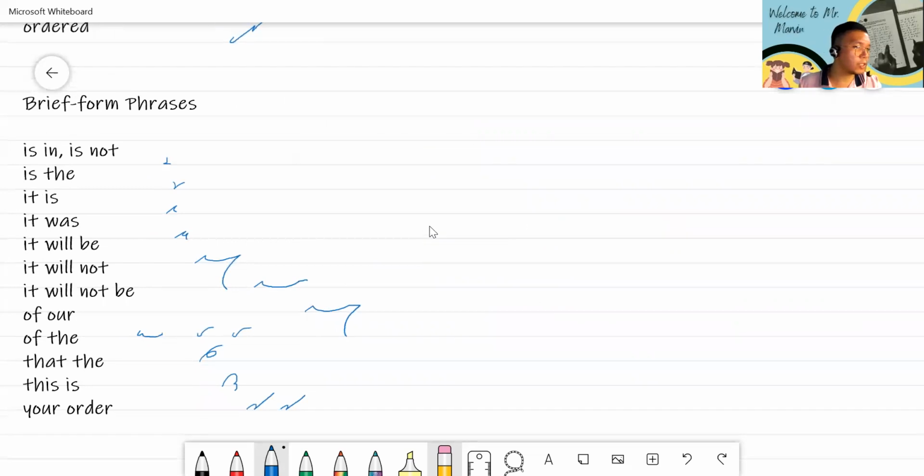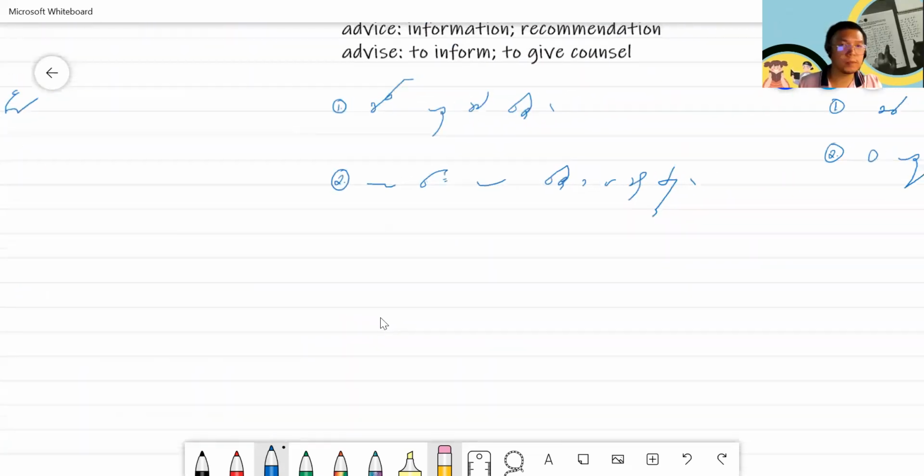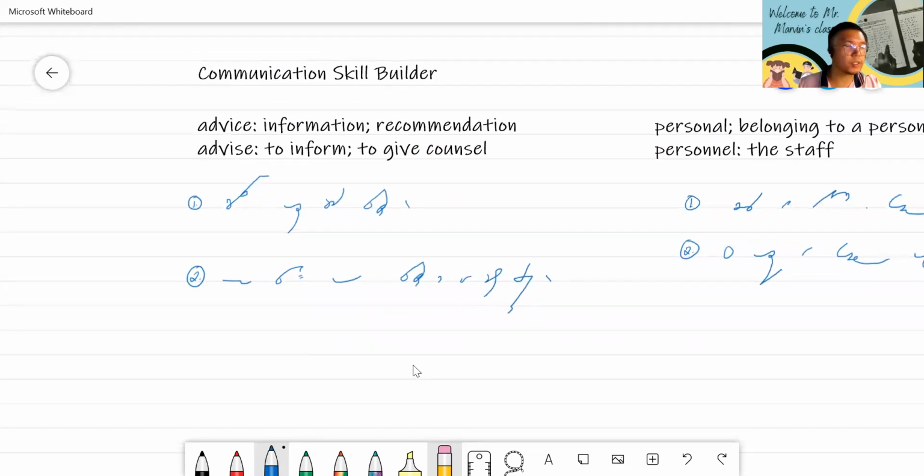So let us check some of the similar sounding words. Of course, we have the communication skill builder. We have the two words advice and advise. Spelled as ADVICE, we're talking about a recommendation or information. But in terms of advise, we're talking about to inform or to give counsel. So it is an action word, a verb. Number 1, we have the example, we did not receive sound advice. So we're talking about a recommendation or information, spelled as ADVICE.